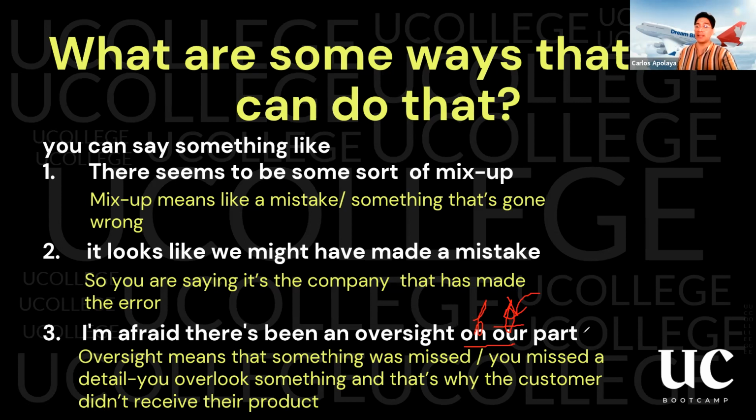And an oversight means that something was missed. You miss a detail, you overlook. When you overlook, you are not very careful. You were distracted, for example. Oh my goodness, I missed that part. You see? So these are 3 sentences that you need to remember because you are the agent.